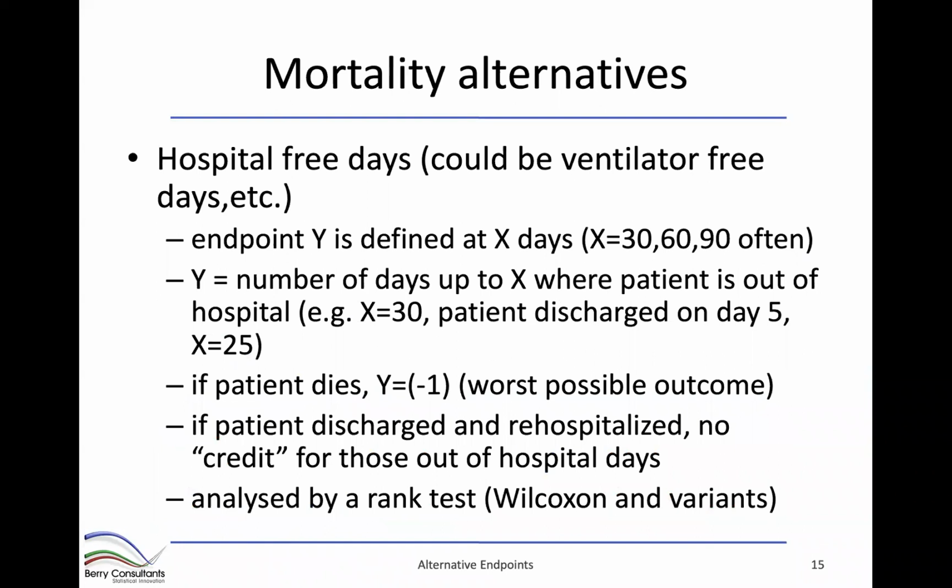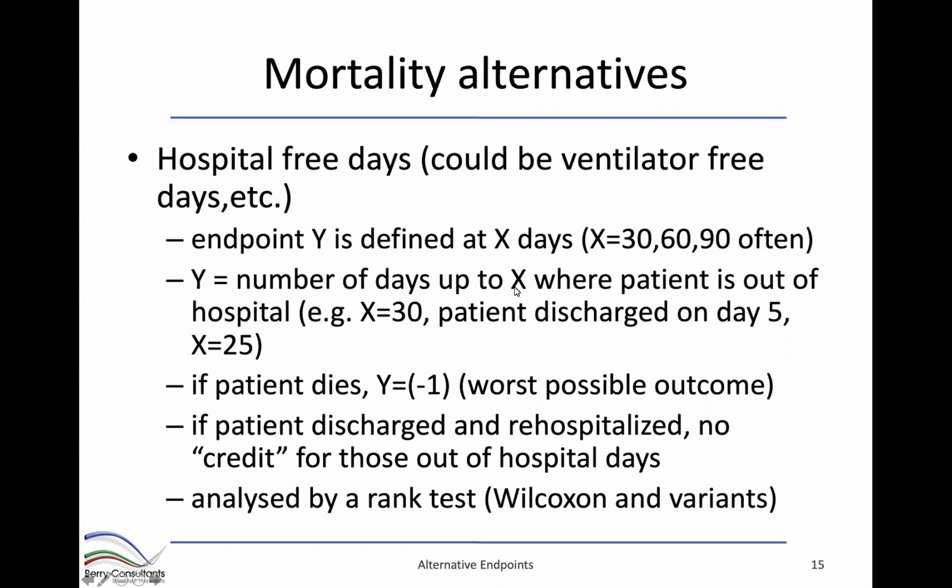Other kinds of mortality alternatives are something like hospital-free days. In hospital-free days, you can replace hospital with any other kind of term, like ventilator-free days and so forth. And so this is an endpoint. It's similar in structure. It's usually defined as the rank composite. We have an endpoint that is defined at X days. So we often might look at hospital-free days and go out to 30 days or 60 days or 90 days. And the endpoint itself, this Y, is the number of days up to whatever your X is.